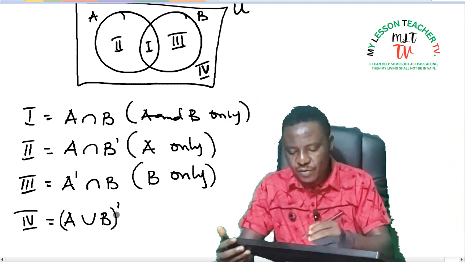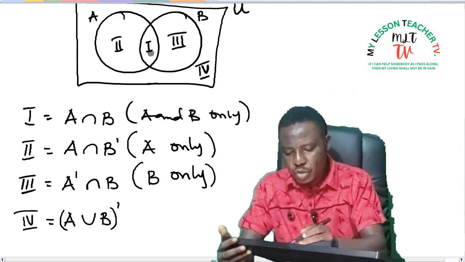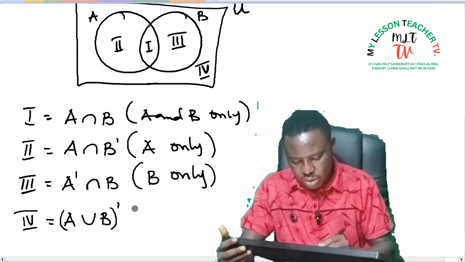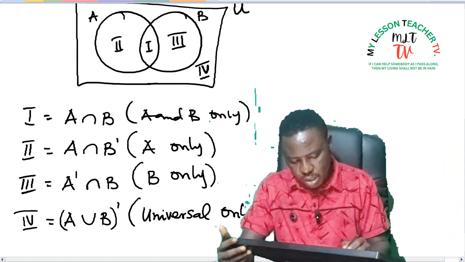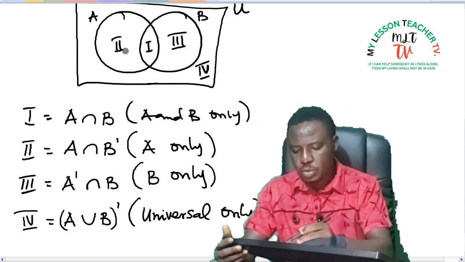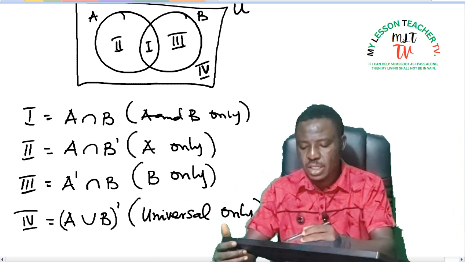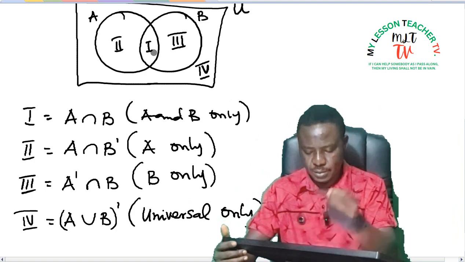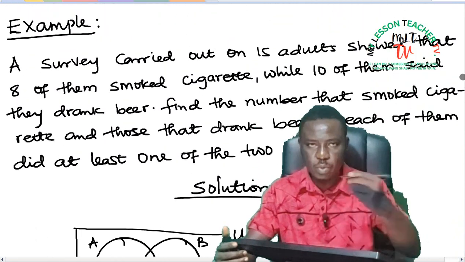They are said to be the complement of A and B, because they can neither be found anywhere in region 1, 2, and 3. So this is said to be universal set only. So I'll just target universal only. So note that region 1, 2, 3 are said to be the union of two sets because they can be found in A and B. All right. So with this knowledge, we can go ahead in solving this problem.